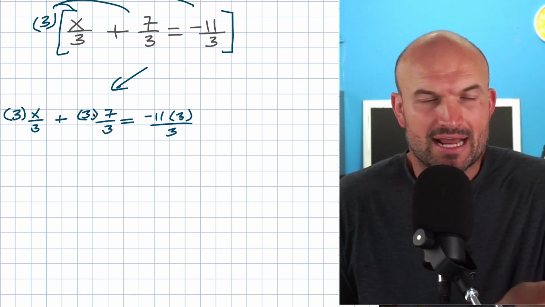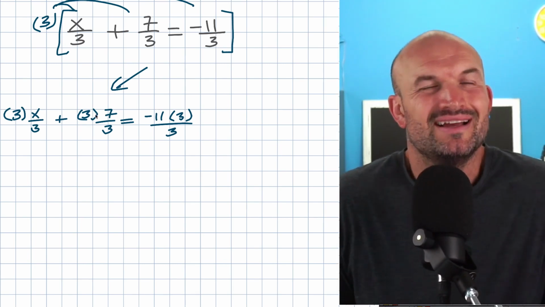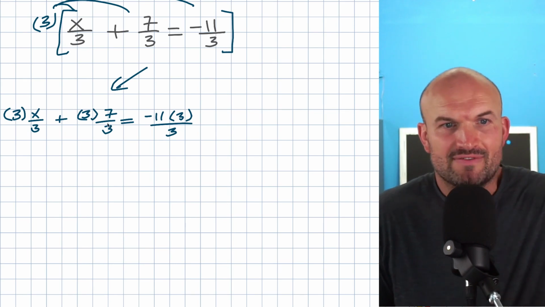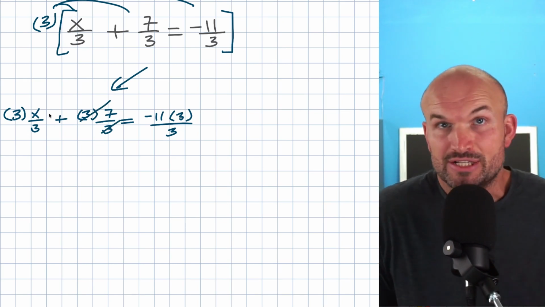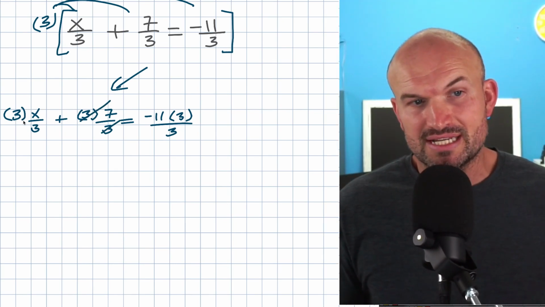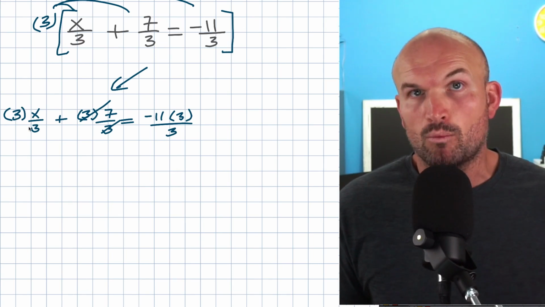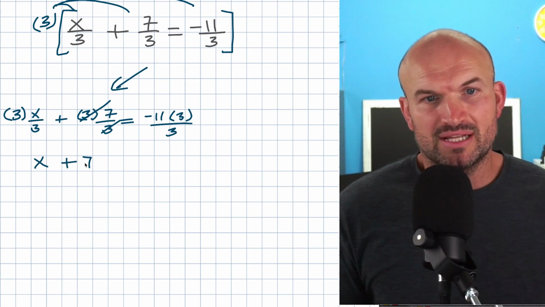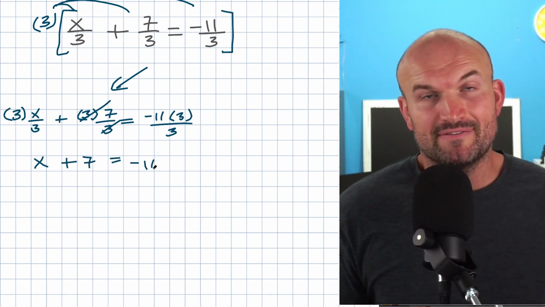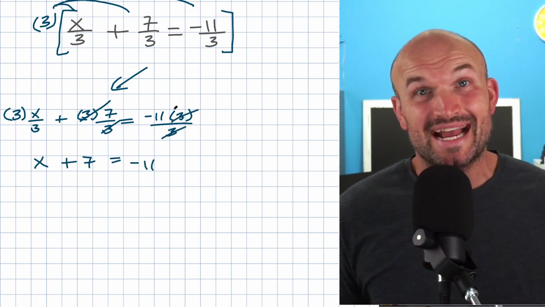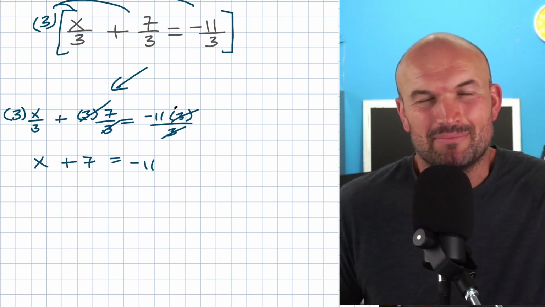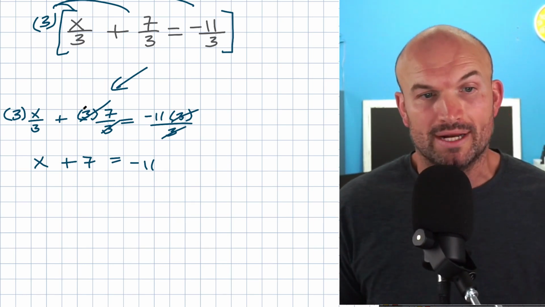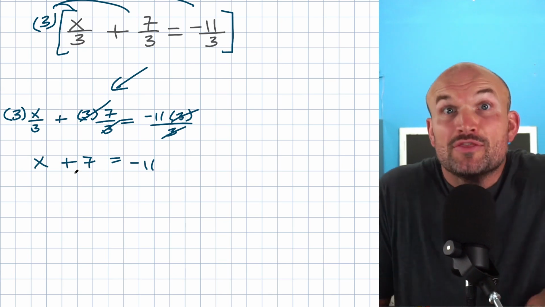Obviously you could go ahead and multiply 3 times 7, then divide by 3. But why go through all the work? If you're multiplying by 3 and dividing by 3, you can just say they undo each other. Or another way to look at it is 3 divided by 3 is really just going to be a 1, and a 1 times x is just going to leave you with x. So we have x plus 7 is equal to negative 11, because again, these 3s divide out to 1. A lot of times we say cancel them out, but they're not really canceling. They're dividing to 1.